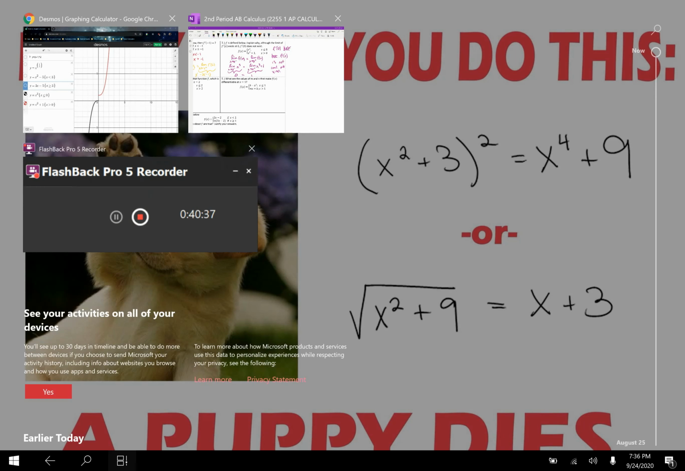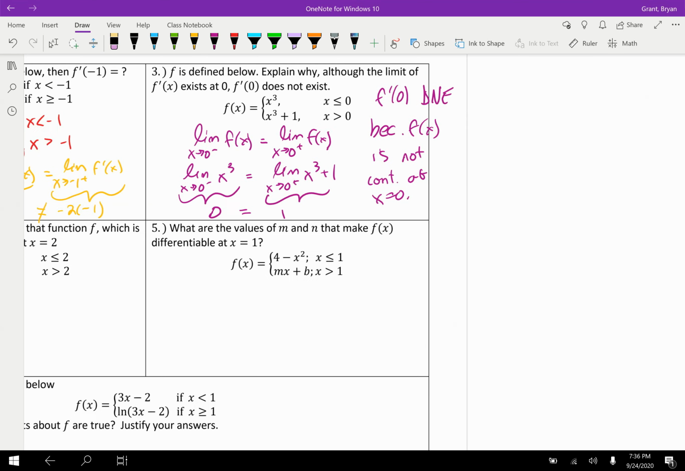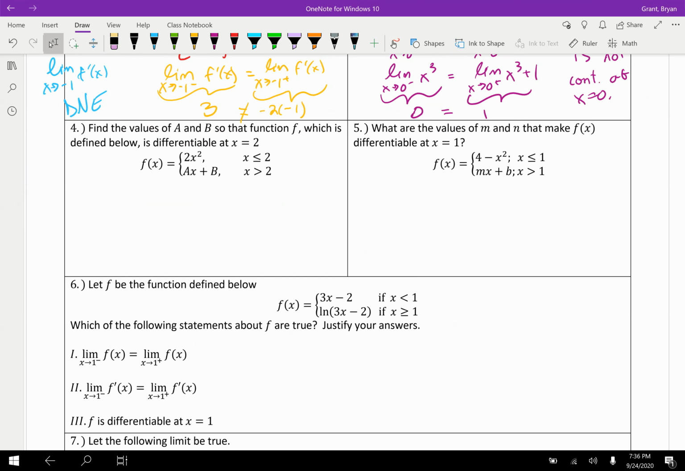Okay, well, let's finish off the rest of this then. We just have a couple left here. 4 and 5 are very similar and very common problems. You might see these as a multiple choice question. They are giving us another piecewise, a bunch of piecewise today, and they're saying, okay, f is defined below, and we want to make it differentiable.